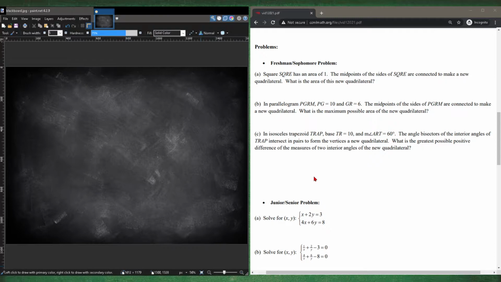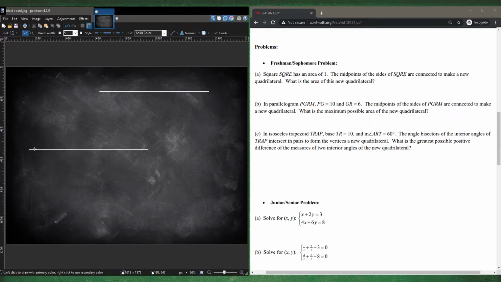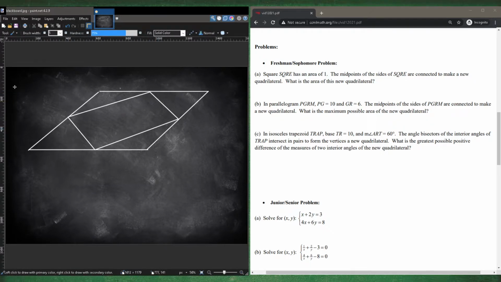Okay, question B. In parallelogram PGRM, PG is equal to 10, GR equals 6, and the midpoints of the sides of PGRM are connected to make a new quadrilateral. What's the maximum possible area of this new quadrilateral? So let's make a parallelogram. Connect it here and connect it. And then we also connect the midpoints, and here.